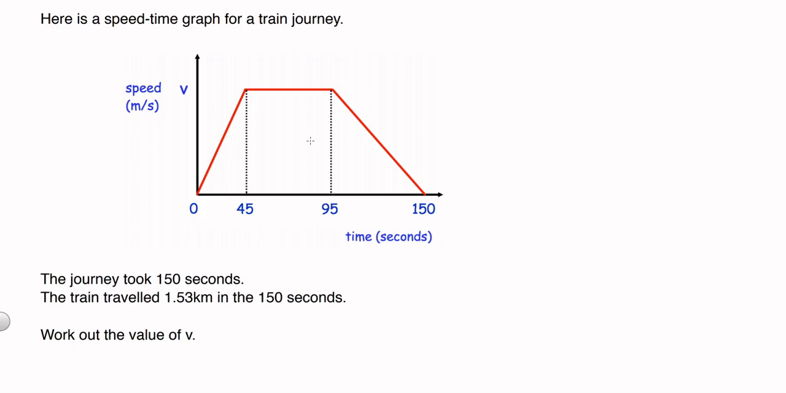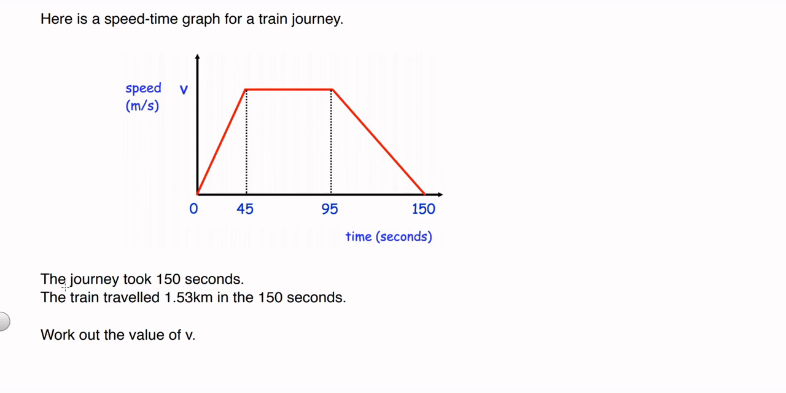What we have is a speed time graph. On the y-axis we have speed, given as meters per second, and along the x-axis we've got the time. The area under the graph, the bit that I'm shading over here, gives you the total distance travelled between 0 and 150 seconds. That's actually given to you in the question.